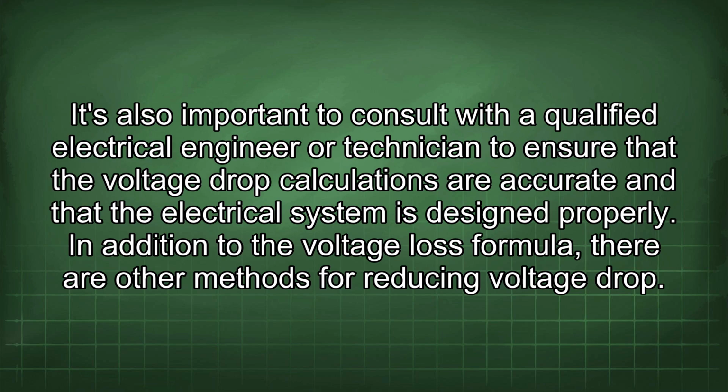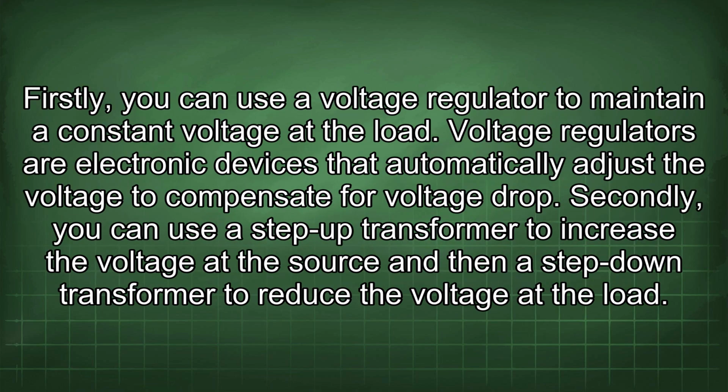In addition to the voltage loss formula, there are other methods for reducing voltage drop. Firstly, you can use a voltage regulator to maintain a constant voltage at the load. Voltage regulators are electronic devices that automatically adjust the voltage to compensate for voltage drop. Secondly, you can use a step-up transformer to increase the voltage at the source and then a step-down transformer to reduce the voltage at the load.